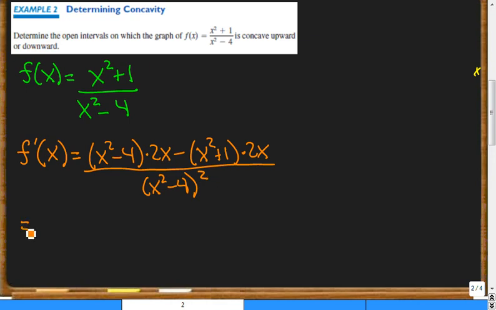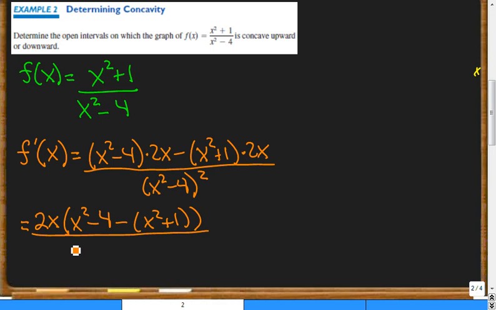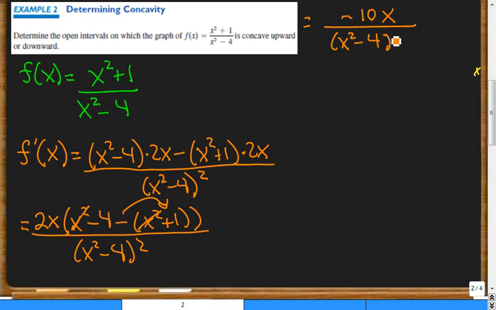And we can simplify that. We can actually factor this down and get 2x times x squared minus 4 minus x squared plus 1, all over x squared minus 4 squared, which in turn, what happens here is these x squareds cancel. We get the minus 4, and this negative 1 here creates a minus 5. So we're going to get negative 10x over x squared minus 4 squared.